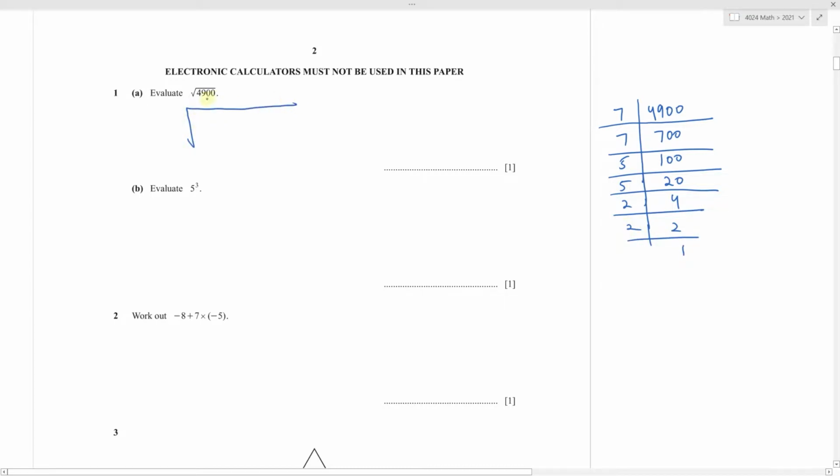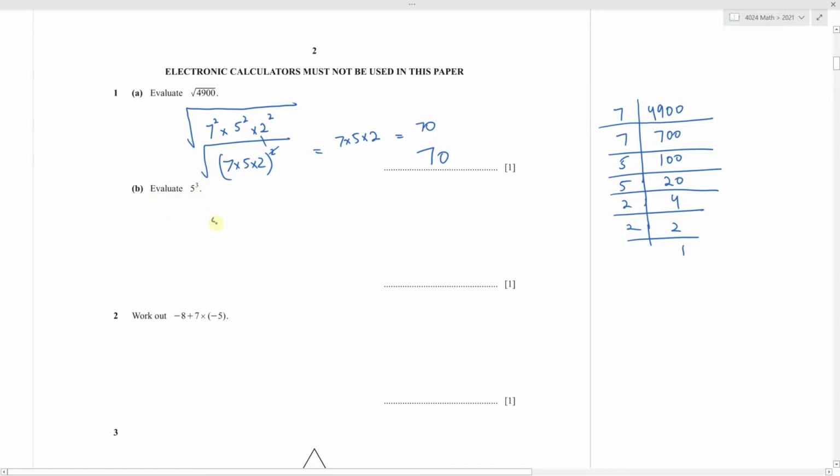So if I write it down as a product of its prime factors, I have 7 square multiplied by 5 square multiplied by 2 square. So all of these are square. So what I can do is 7 into 5 into 2 whole square and then square root. Square and square root cancel out. So your value will be 7 into 5 into 2, which is 5 twos are 10, 10 times 7 is 70. So your square root is 70.